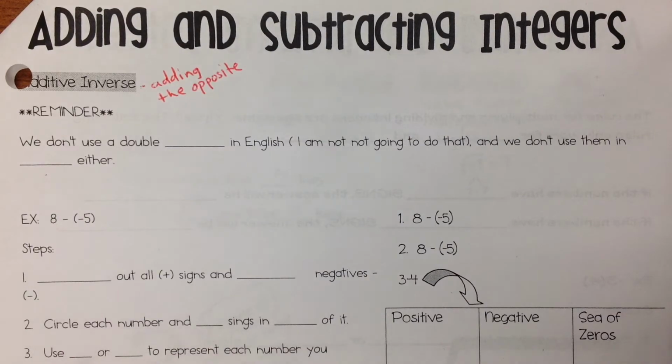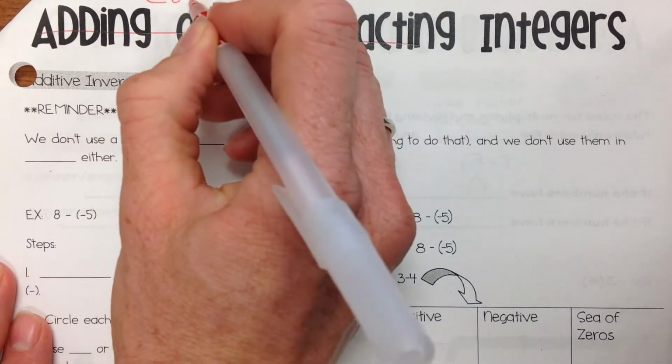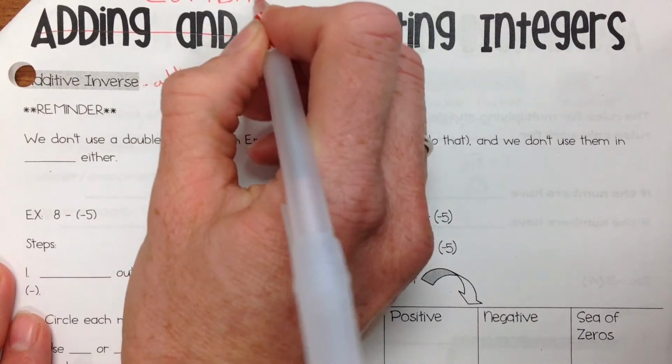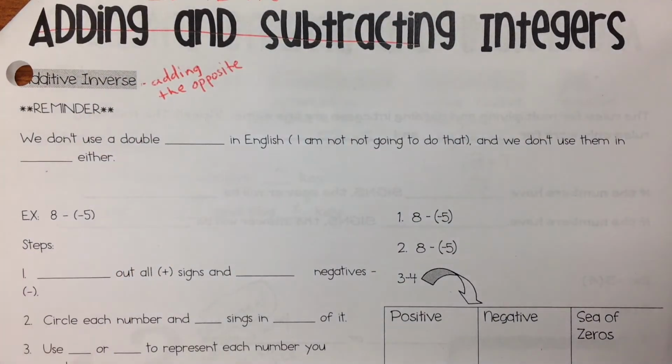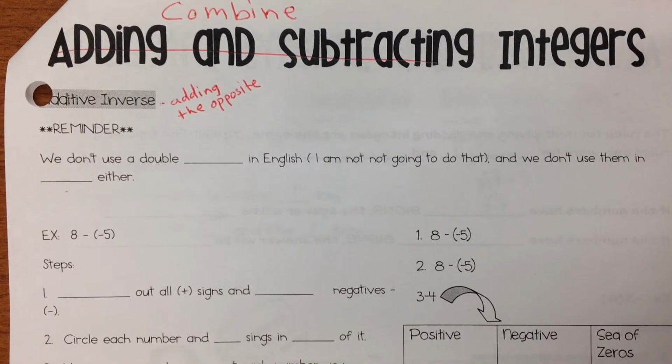Basically, adding and subtracting integers, we're going to more or less call it combine, because instead of looking at adding and subtracting, we're going to look at combining or simplifying, putting things together. I like to use the example of organizing when we combine, and so we're making our brain organize this stuff. And so we're not really thinking about adding and subtracting, we're thinking about combining.